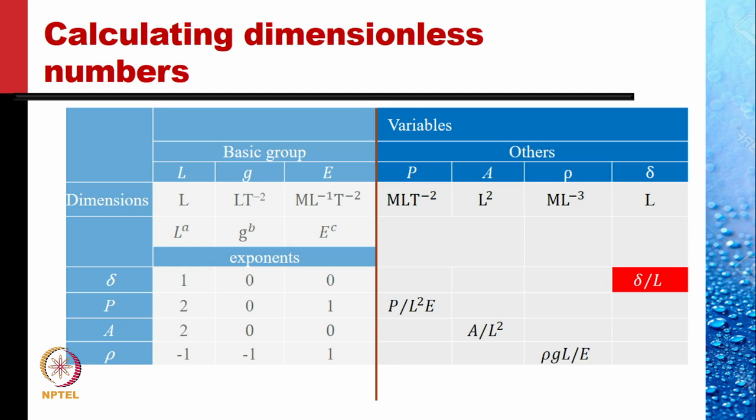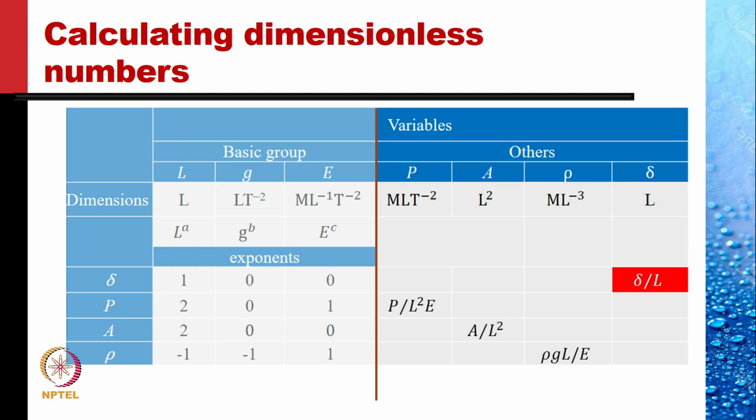So this factor delta by L, shown with a red background, the non-dimensional dependent parameter in terms of the basic group, is a function of three non-dimensional parameters: P divided by L square E, A divided by L square, and rho GL divided by E. This is how we can organize our calculations in this table.